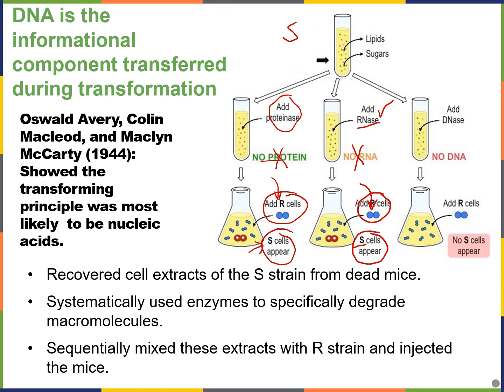Finally, in their last experiment, they add DNase to the mixture to get rid of all of the DNA from the S cells. When they mix this with living R cells, they see, finally, in this experiment, living S cells never appear. So what this tells us is that DNA was important in order to transform R cells into S cells. And when you don't have it, transformation does not occur.